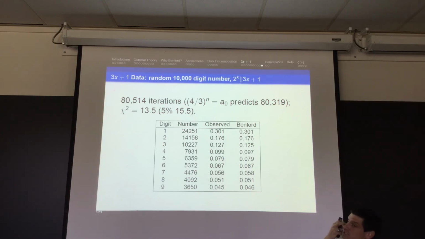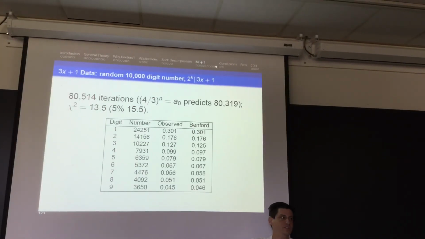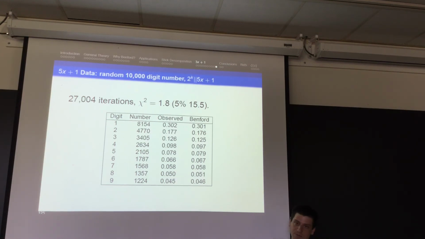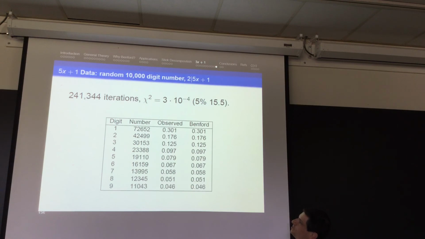It's actually very easy to look at a 10,000 or 100,000 digit number, because all we're really doing is multiplying by 3, adding 1, dividing by 2. You can represent it as a list and then just do operations on a list. It's not that bad. You can also look at pulling out not all the powers of 2 at once, still good fits. You can look at 5x plus 1, again, great fits.